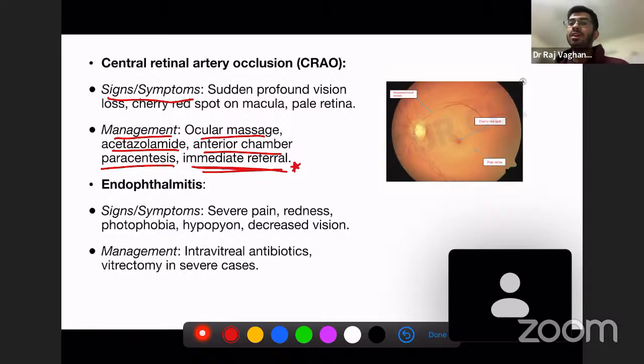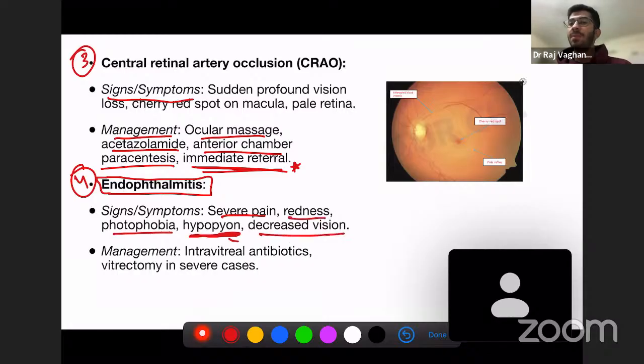Other than that, the fourth important cause for sudden painful loss of vision is endophthalmitis. As I told you, endophthalmitis means inflammation affecting all three layers of your eyeball, that is sclera, choroid, and the retina. All three layers are inflamed, so there can be severe pain, redness, photophobia, hypopyon, and decreased vision in the affected eye. Hypopyon means pus in the anterior chamber.